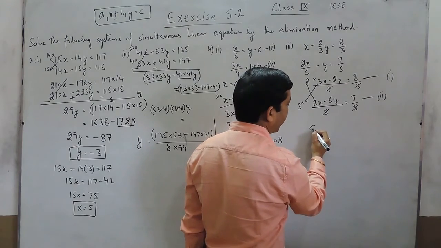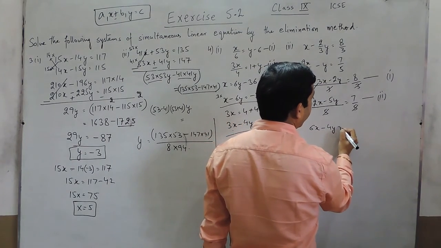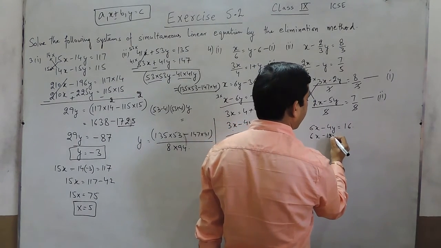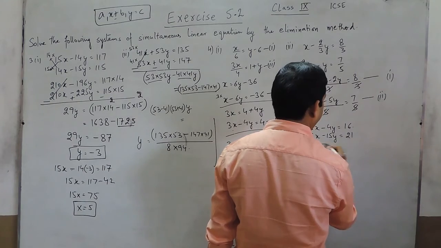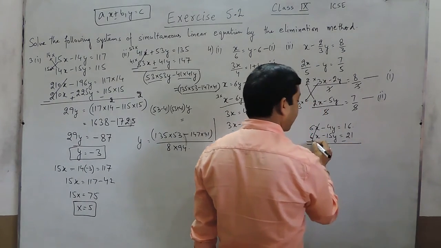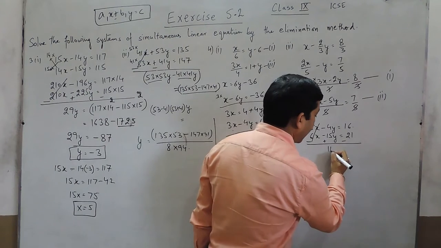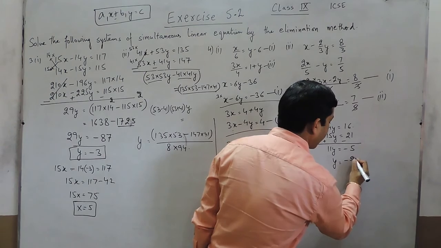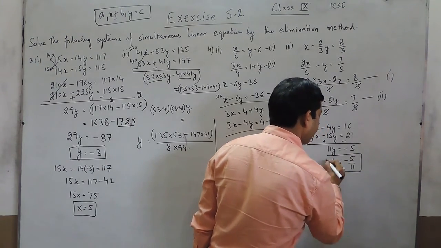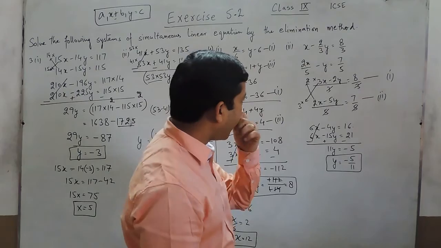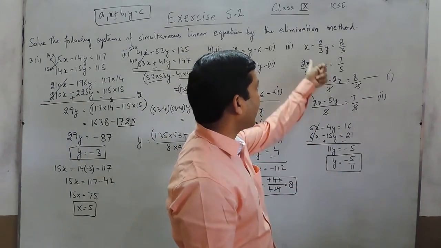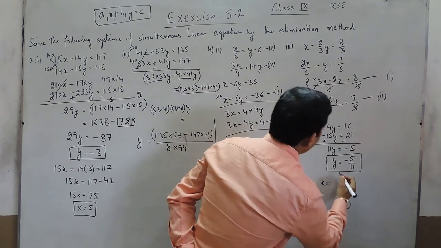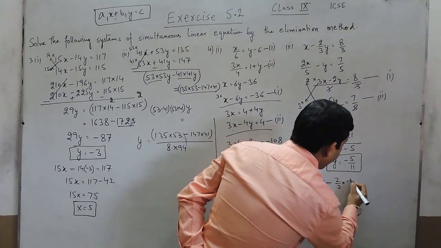So the first equation will be 6x minus 4y is equal to 16, and the second equation is 6x minus 15y is equal to 21. So we can subtract them. It comes out to be 11y is equal to minus 5, or the value of y becomes minus 5 upon 11. As we have calculated the value of y, I can put it in the first equation. So the value of x becomes x minus 2 upon 3 into minus 5 upon 11.